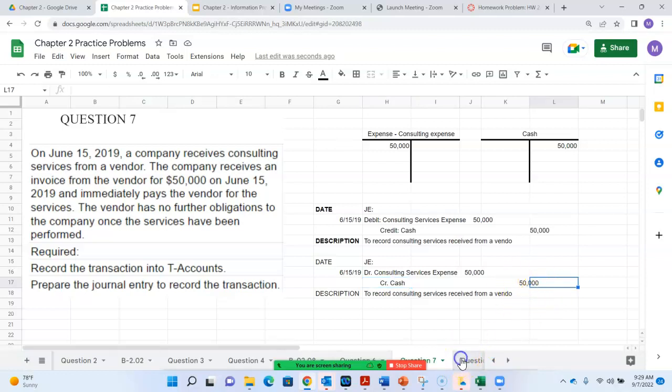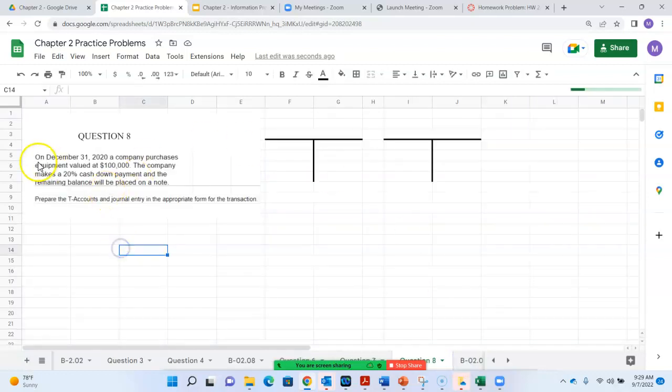Let's try question 8. On December 31st, 2020, a company purchased equipment valued at $100,000. The company makes a 20% cash down payment, and the remaining balance will be placed on a note. Prepare the T accounts and journal entry in the appropriate form for the transaction. So what accounts are going to be impacted by this? We definitely have an equipment account that needs to be established. Equipment is an asset. To increase an asset, we debit the account. So $100,000.